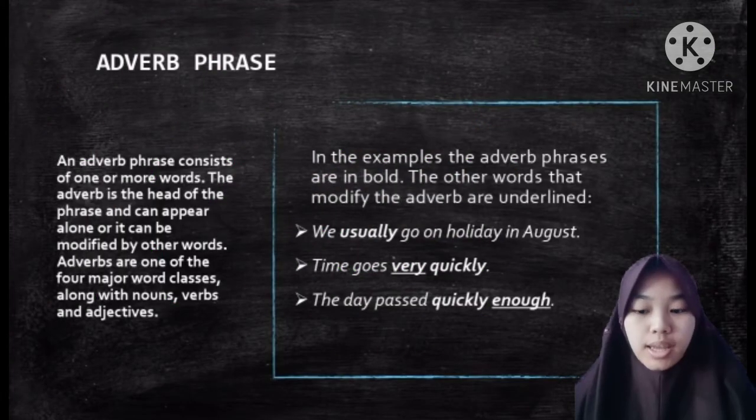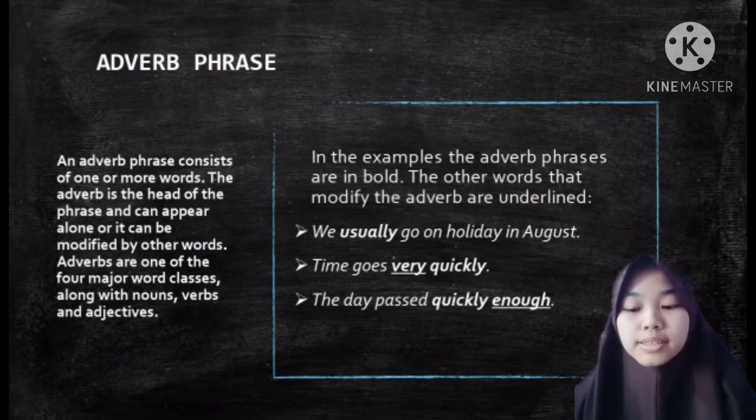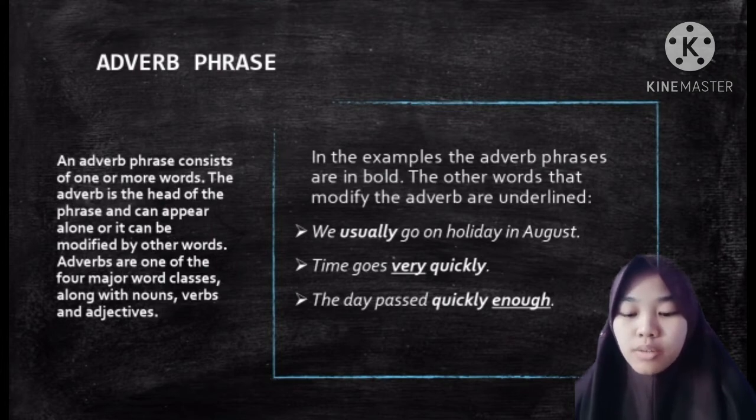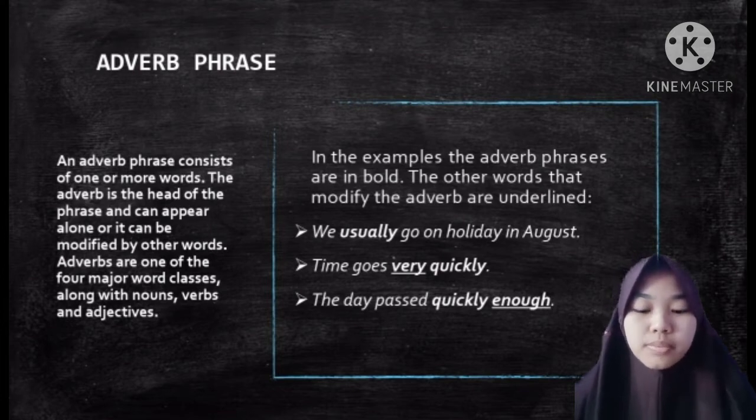Adverb phrase. An adverb phrase consists of one or more words. The adverb is the head of the phrase and can appear alone or be modified by other words. Adverbs are one of the four major word classes, along with nouns, verbs, and adjectives. In the examples, the adverb phrases are in bold. The other words that modify the adverb are underlined.